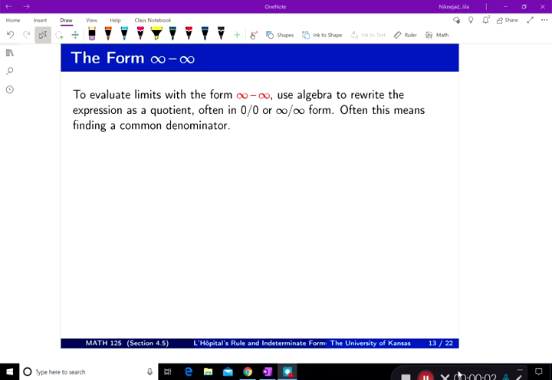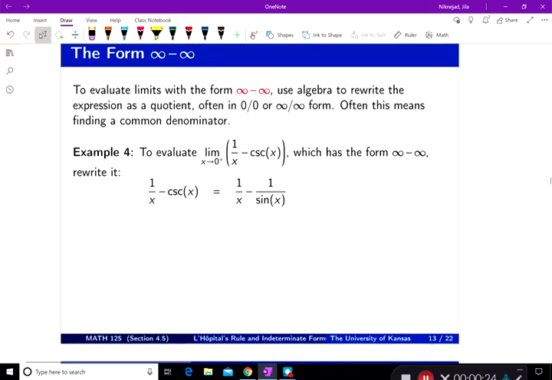We're continuing with section 4.5, and this time we're looking at limits that are not 0 over 0 or infinity over infinity, but we can use some algebra to convert them to limits of those two forms and use L'Hopital's rule. So the first example is this limit: 1 over x minus cosecant x, as x approaches 0 from the positive side.